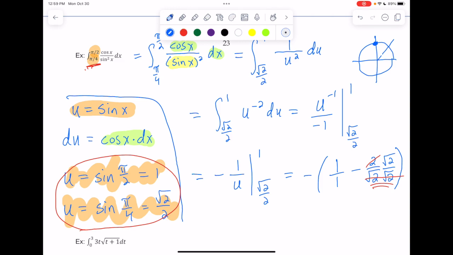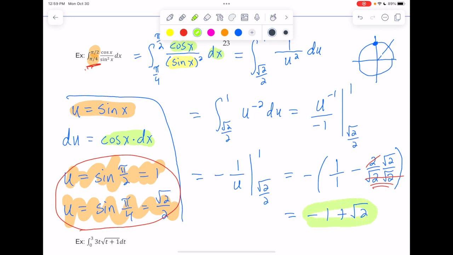So I don't have much room to write, so let's do a little work in our head. Where are we? Inside parentheses, we have 1 minus root 2. And then out front of that, we have a negative. So let's just distribute that negative in and say it's negative 1 plus root 2, and that will be our final answer.